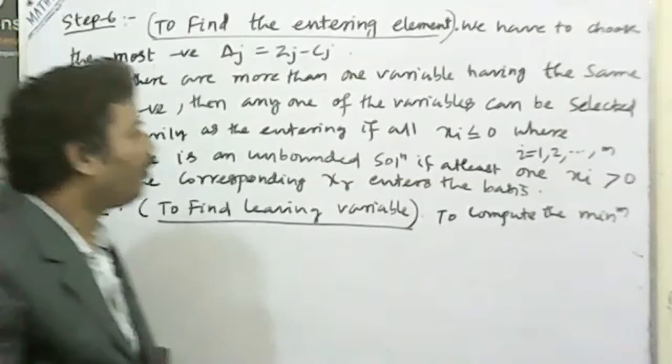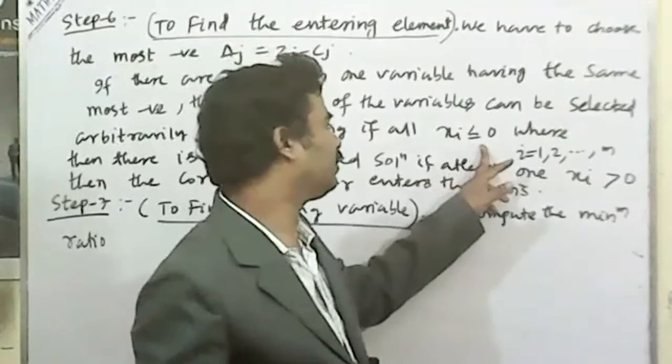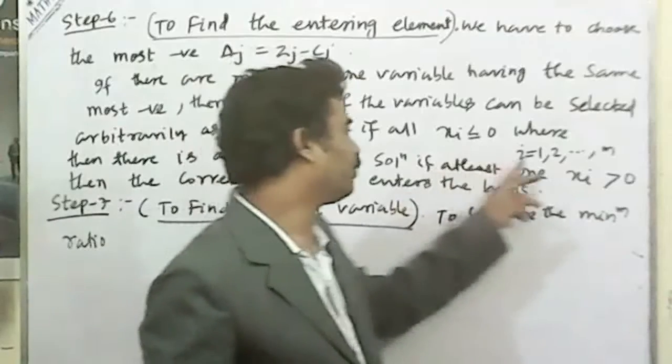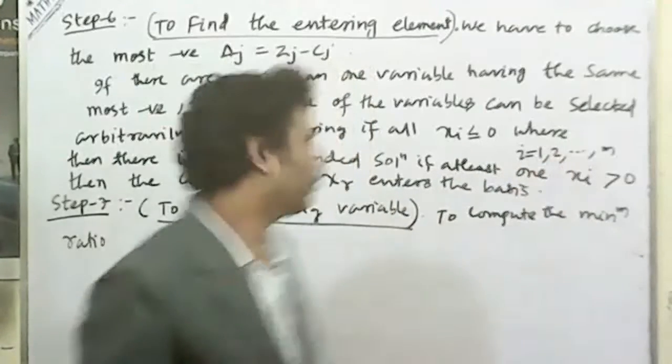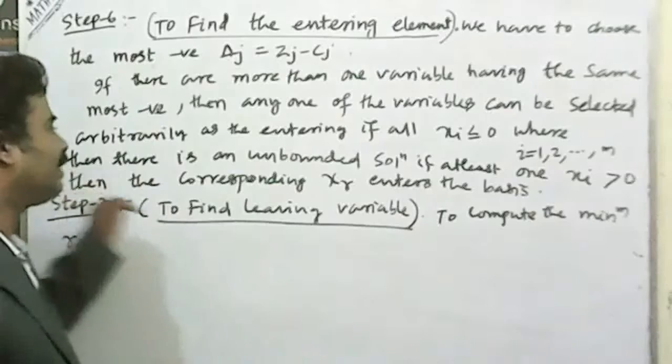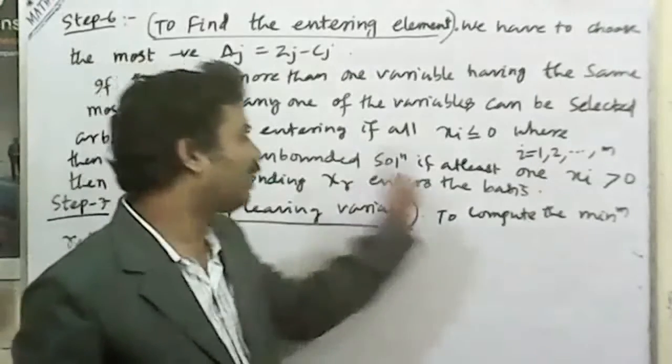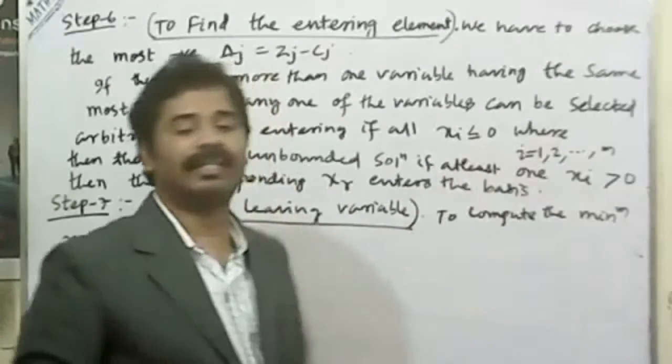If all xik are less than or equal to 0, where i is equal to 1, 2, 3, and so on, then there is an unbounded solution if at least one xik is greater than 0.